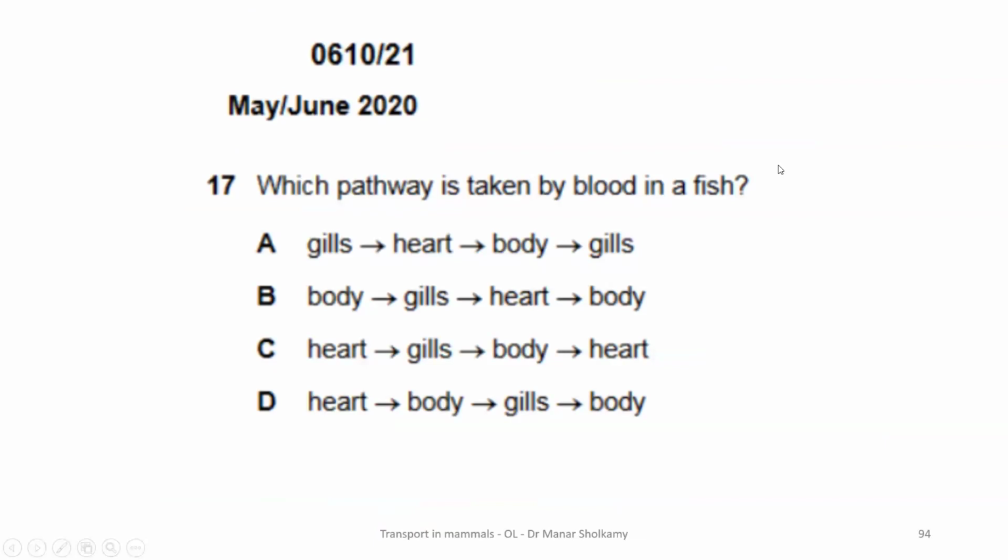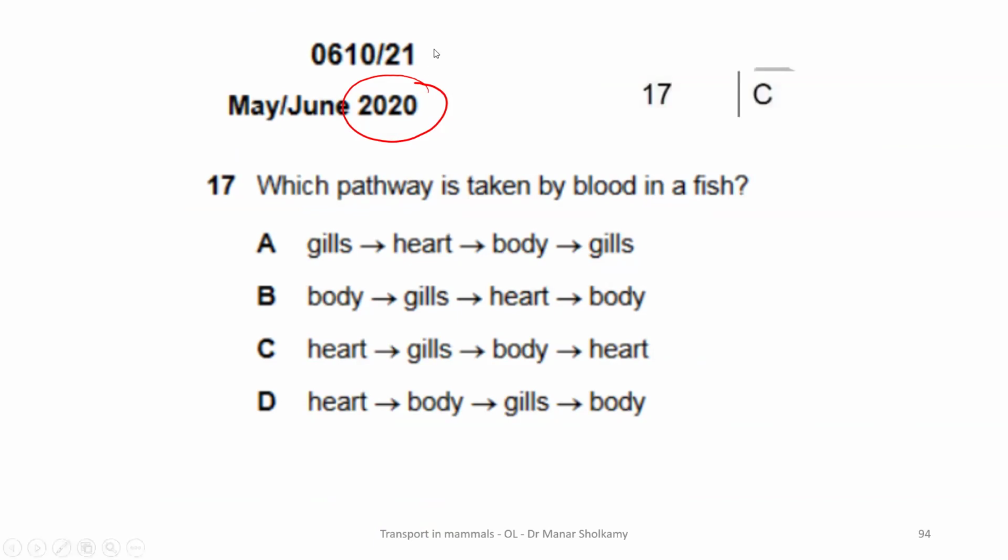Which pathway is taken by blood in a fish? Again, this is the new syllabus. Now, why am I getting you these questions? Because I want you to always know the mental image of the fish circulation. Which pathway is taken by blood in a fish? C. Yes, it's correct.